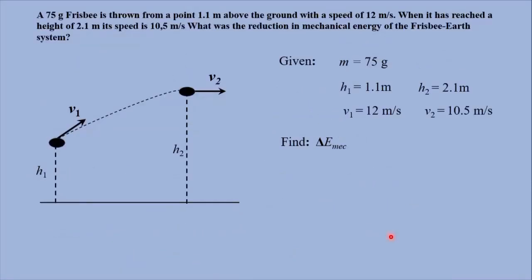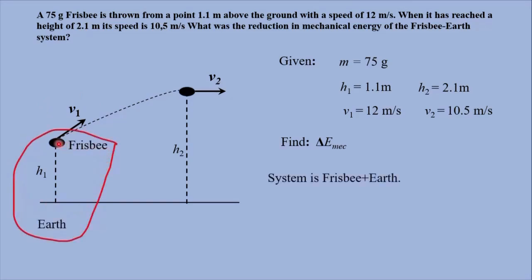Let's return to the solution of the first student. As you remember, he selected the system consisting of Frisbee and Earth. He has a right to do this. We can select the system as we want. And next, he claimed that this system is closed, and this was a mistake. The system is not closed.